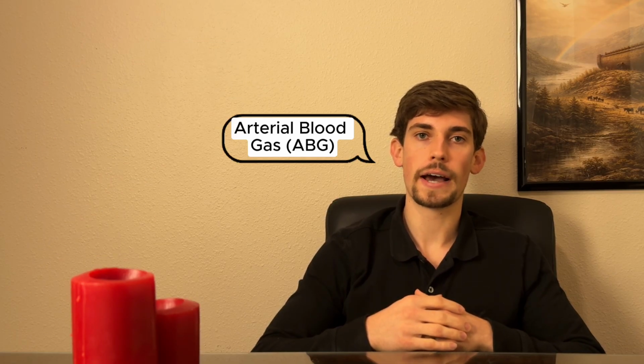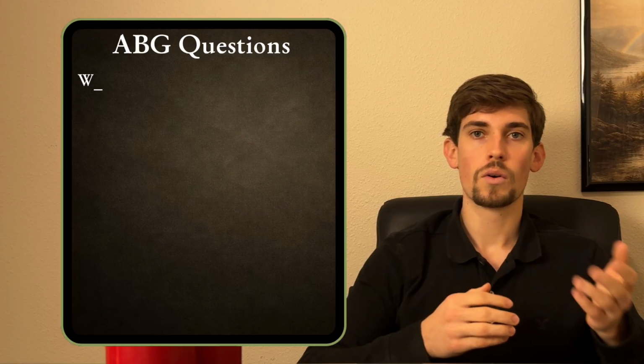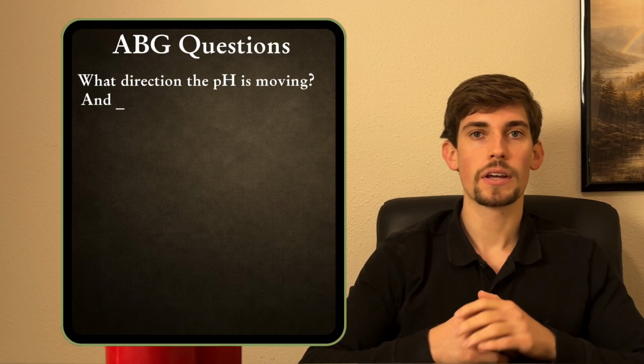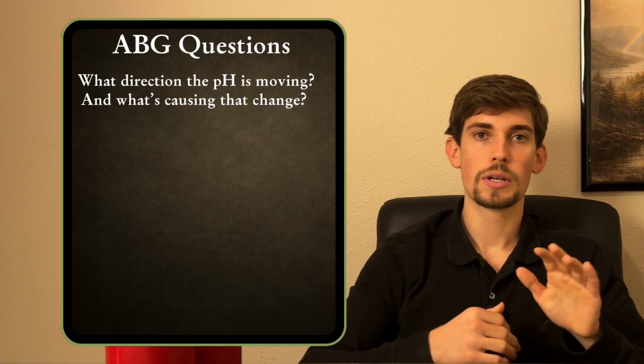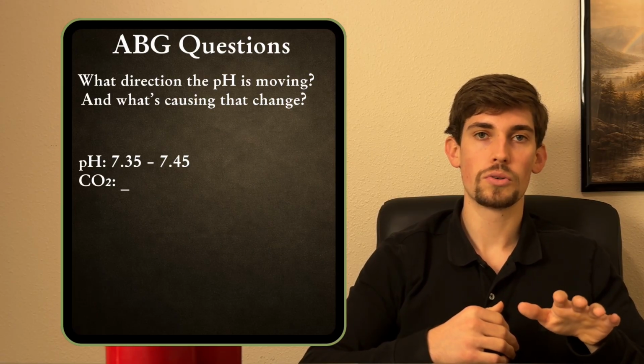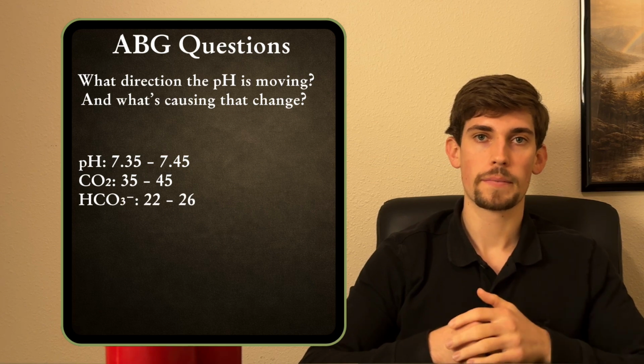Did you know ABG in slang can mean anybody can get it? Well, today we're going to break down arterial blood gas interpretation in a way that anybody can get it. Because on exams, you're given numbers and expected to figure out what's happening in the body. At a basic level, every ABG question comes down to one thing: what direction is the pH moving and what causes that change? You're always looking at three values: pH, CO2, and HCO₃.